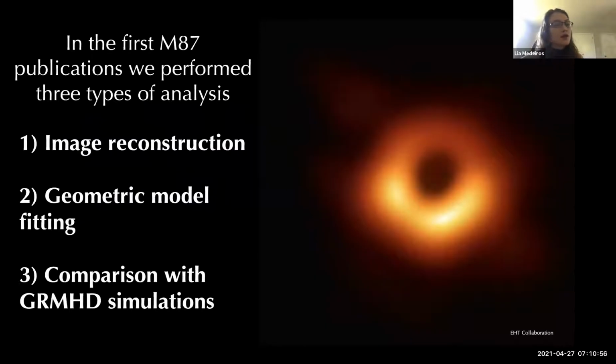In the publications that we published in April of 2019 with the first M87 results that I'm showing you right here, we used three main analysis methods. I'm going to go over each of these methods briefly and focus on the pros and cons of each. Then when we talk about this new method that we're developing, we'll be able to compare that one to these other three methods as well.